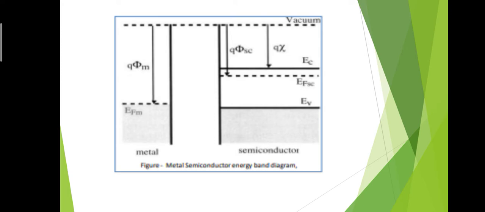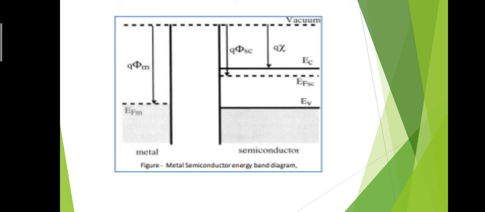We know that a metal is generally a conductor, and a lot of free electrons are available in a metal. A metal also has a Fermi energy level, which is denoted by EFM in the figure, and above the Fermi level there is a vacuum.